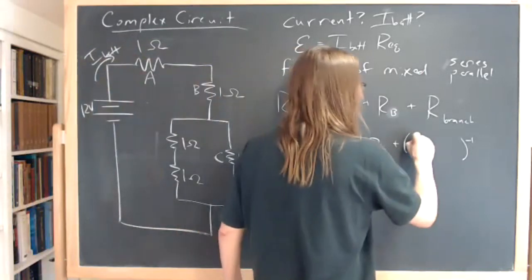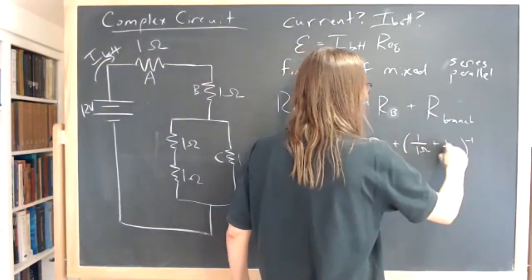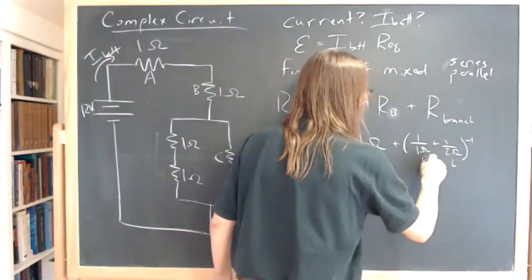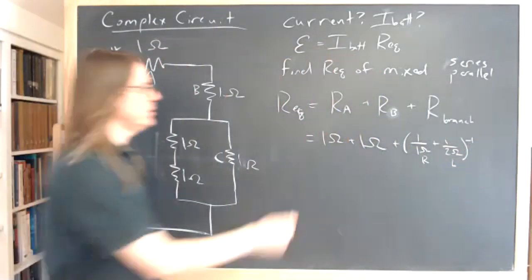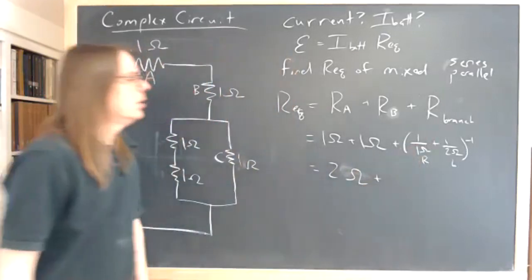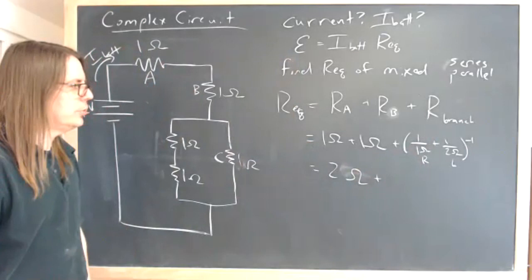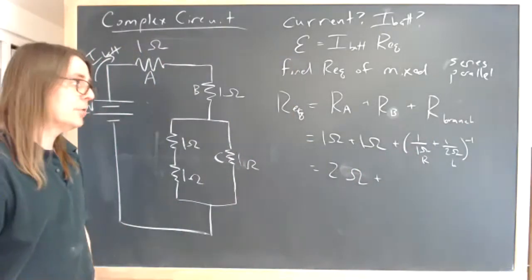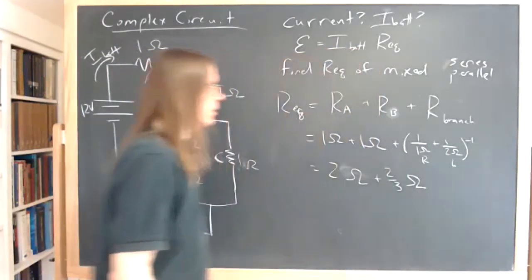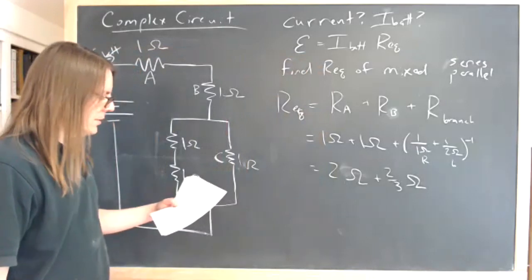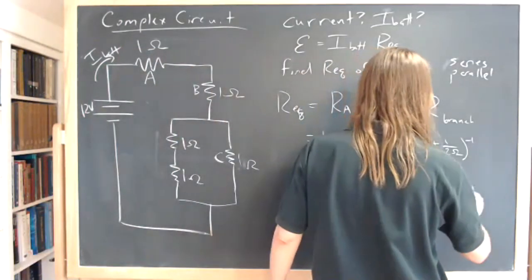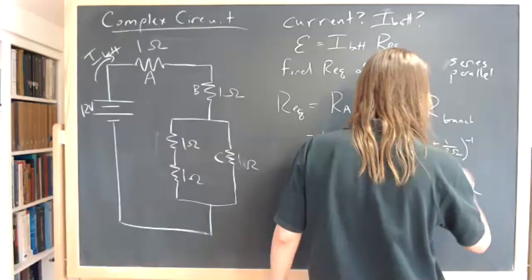So we can say 1 over 1 ohm plus 1 over 2 ohms. This is the left and this is the right. Okay. So then what is this? 1 over 1 plus 1 over 2 is 2 over 2 plus 1 over 2, which is 3 over 2. Flip it back over, it's 2 over 3. So it's 2/3 of an ohm. Okay, 2 ohms plus 2/3 of an ohm is 6/3 plus 2/3, which is 8/3. So the total equivalent resistance is 8/3 of an ohm.